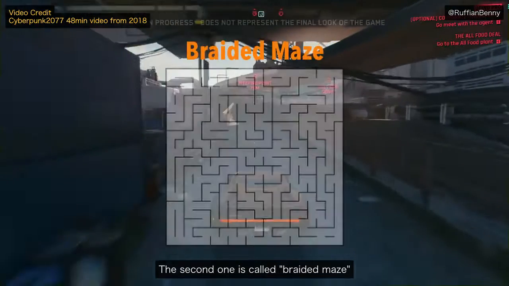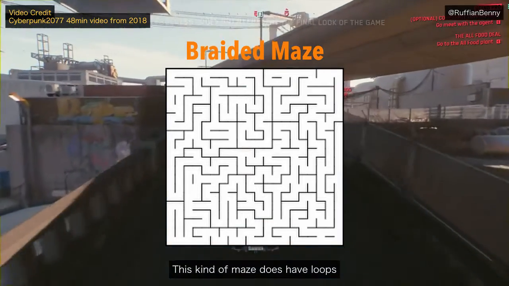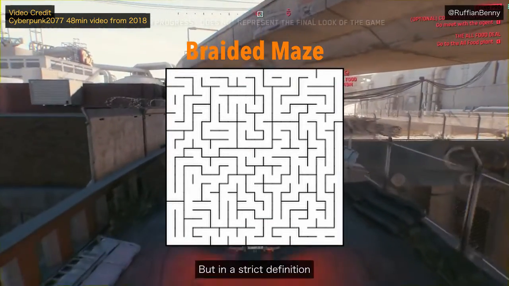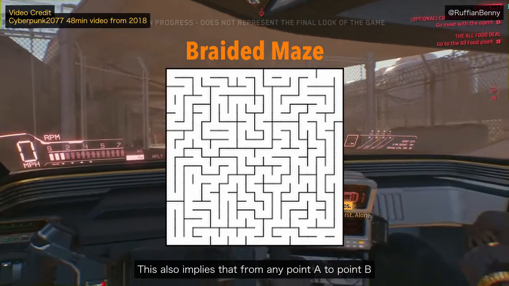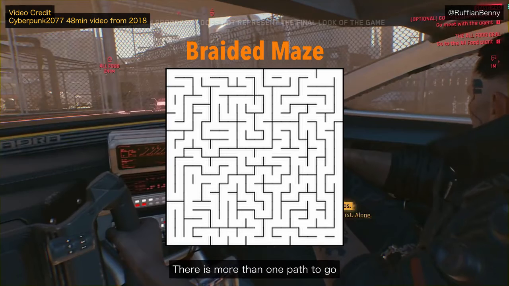The second one is called a braided maze. This kind of maze does have loops, but in a strict definition, there should be no dead ends in braided mazes. This also implies that from any point A to point B, there's more than one path to go.